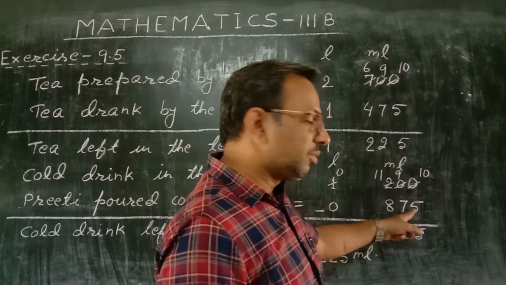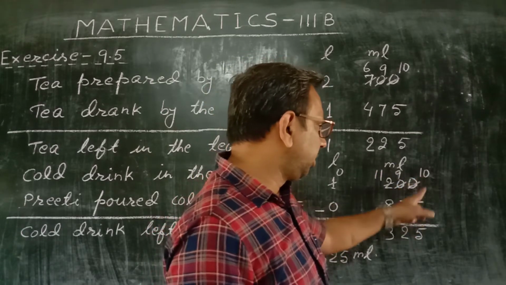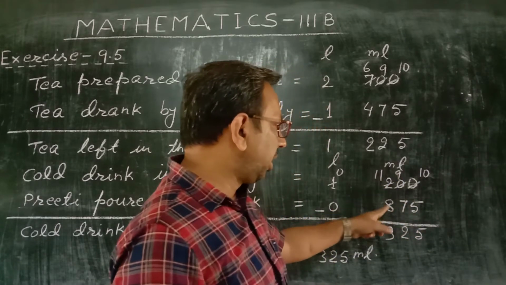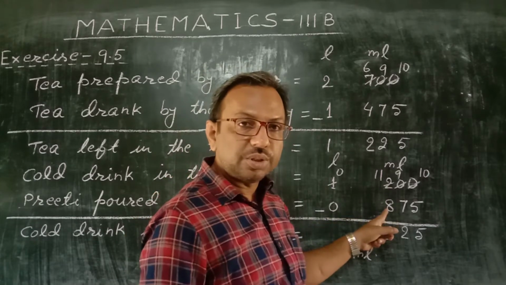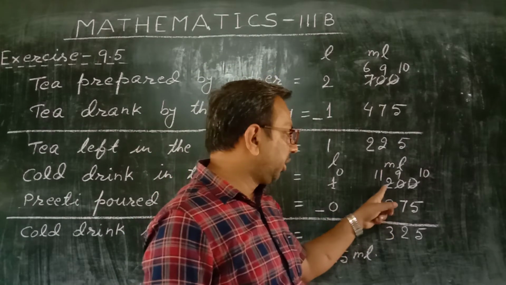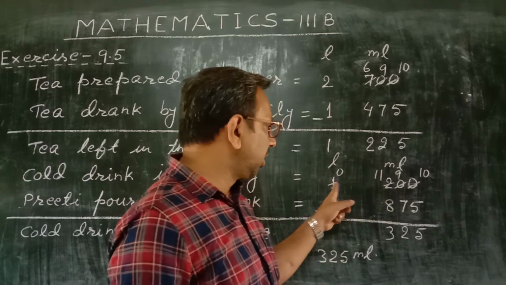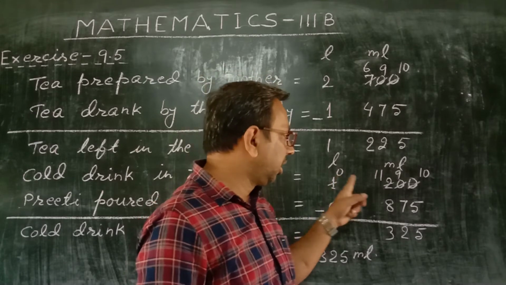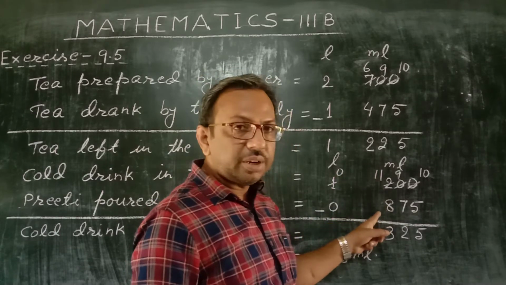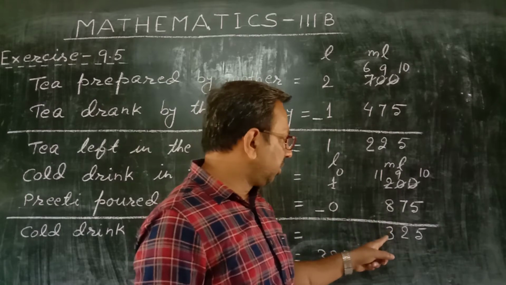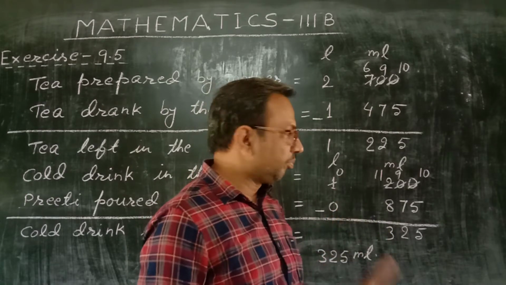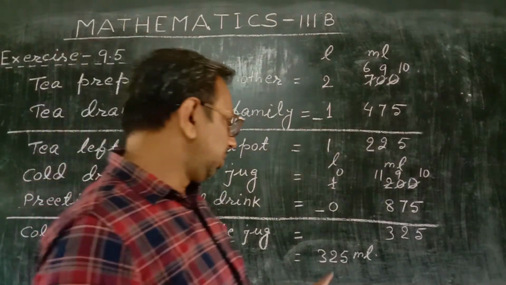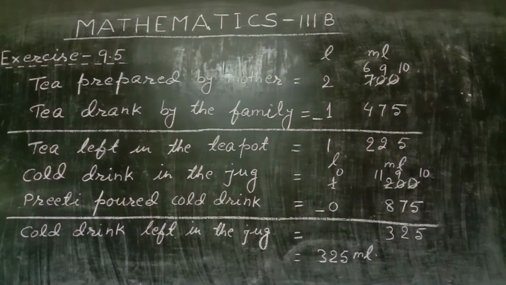Now this became 10, that is more than 5. Subtraction is possible. 10 minus 5 equal to 5. 9 minus 7 equal to 2. And here is 1 and 8. 1 is smaller than 8. So this subtraction is also not possible. To make it greater than 8, we take 1 from here. Now it became 11 and here 0 is left because already 1 is taken from there. Now it became 11 that is greater than 8. We subtract 11 minus 8 equal to 3 and here 0, no value. So the cold drink left in the jug equal to 325 milliliter.